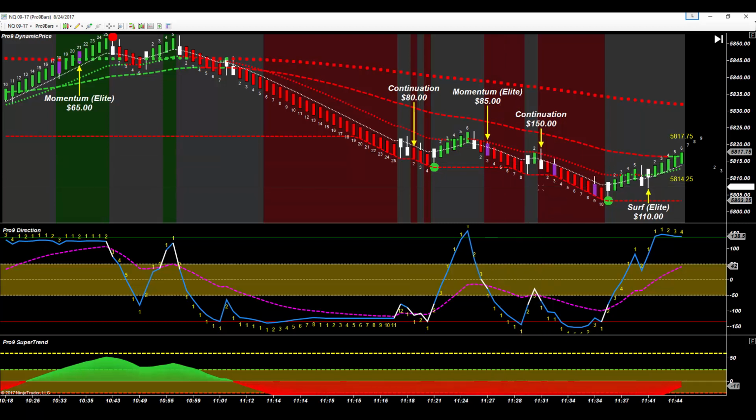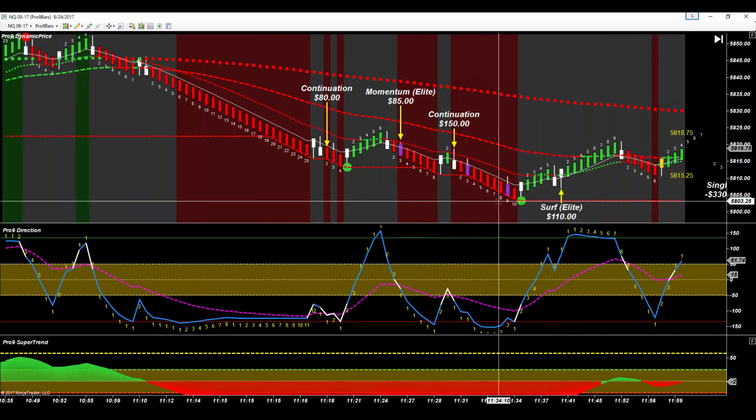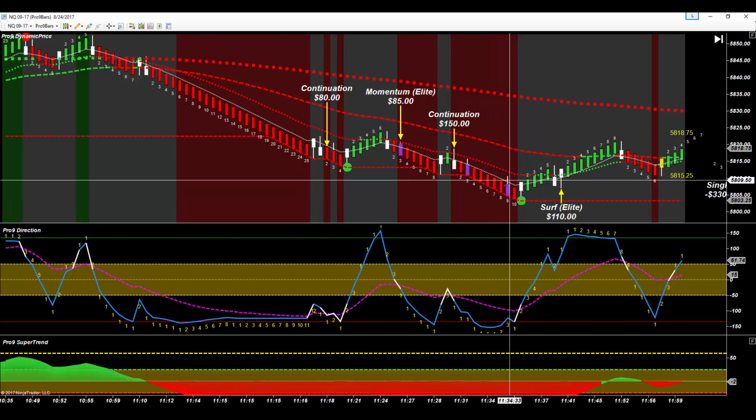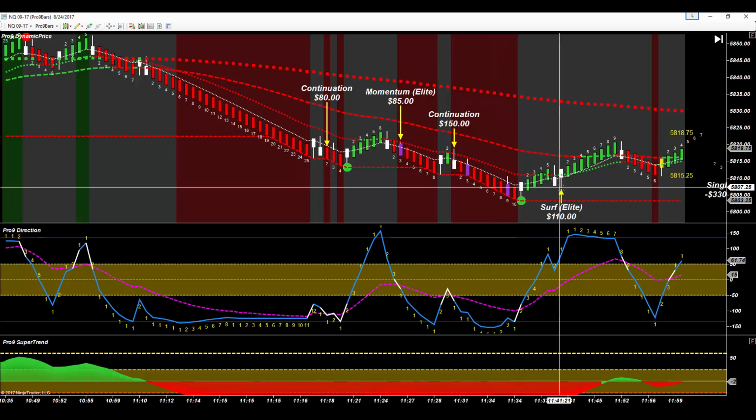Then we have a continuation short at 11:33 heading into the low, but our purple line is just outside of the neutral zone. This one hits profit target at the close of bar 3, and we'll widen to the green DPI after the close of bar 7, riding over this wick here on bar 9, eventually getting stopped out by this turn bar. Then we have a surf long.